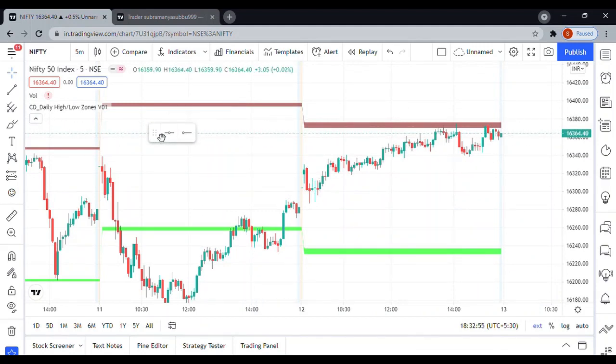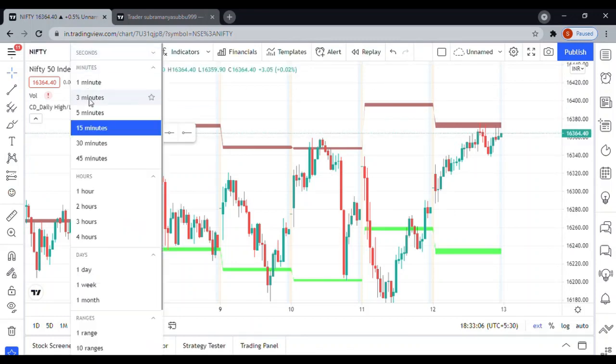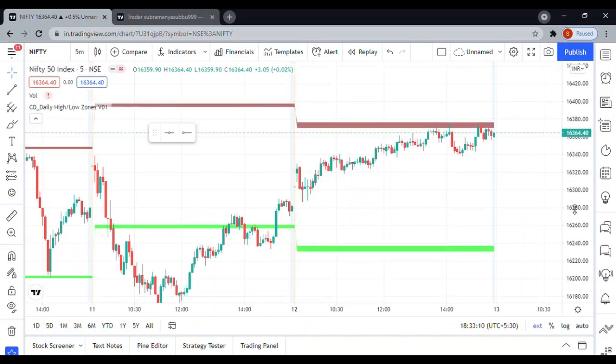What this indicator mainly does is it forms two zones in the day. It can be applied on a 5-minute or 15-minute time frame. It works only on intraday, not swing. So what are these levels? These are red levels and green levels. This is the support and this is the resistance zone.